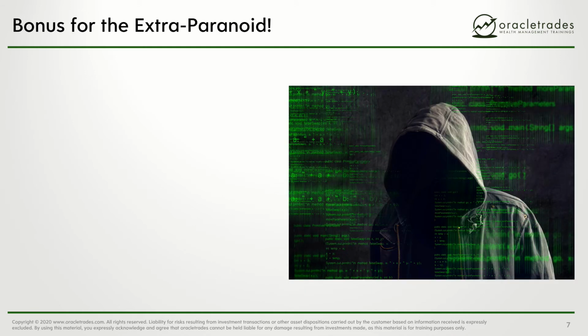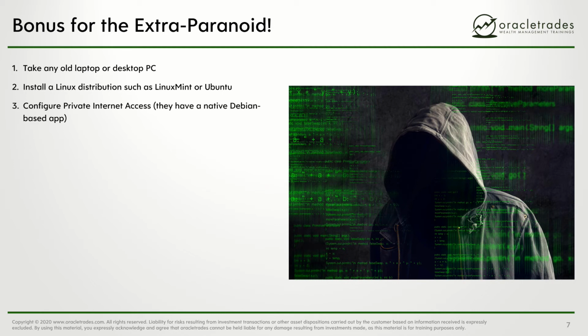A little bonus for the extra paranoid amongst us. If you want to be really, really safe and secure, you will take any old laptop or desktop PC you have lying around and use this exclusively for crypto trading. You will install a Linux distribution, such as Linux Mint or Ubuntu or Fedora or CentOS or anything you really like, and you will then configure a VPN such as Private Internet Access. Because they have a native Debian-based app, they're actually quite easy to configure for Ubuntu and Linux Mint.